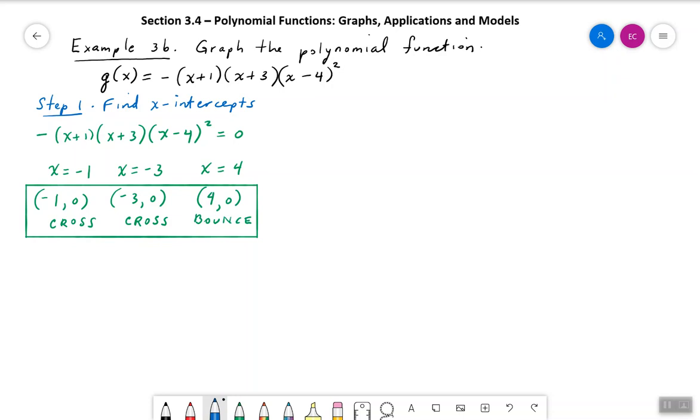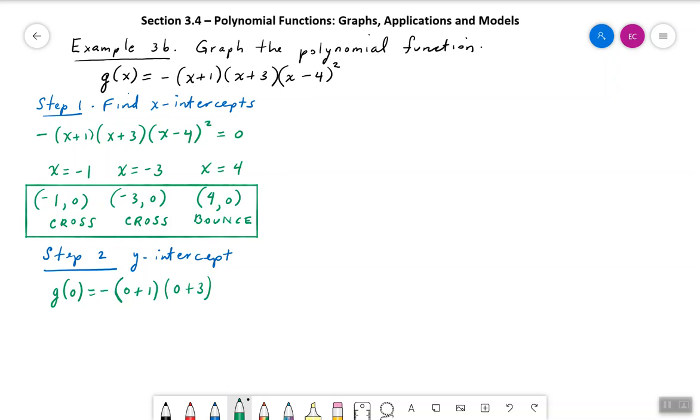Okay, step 2 is to find the y-intercept. And so we're going to set x equal to 0. We're going to do g of 0 is equal to, we need to be careful here that we don't make a careless mistake. I like to show the substitution every time. 0 plus 1. See, I already made a little mistake here. Let's see if I can fix that. That is not a 0 up front. That's just a minus sign.